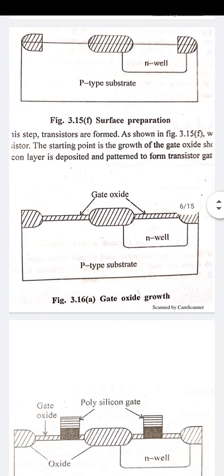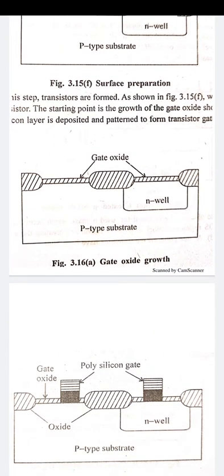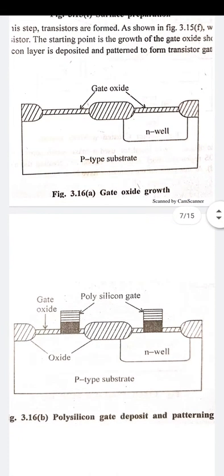Next step, for making the transistor, we introduce the gate electrodes, and before this we introduce the gate oxide on the substrate surface area. The starting point is the growth of the gate oxide. Next, the polysilicon layer is deposited and patterned to form the transistor action, which is shown in the diagram, where we introduce the polysilicon gate over the gate oxide layer.